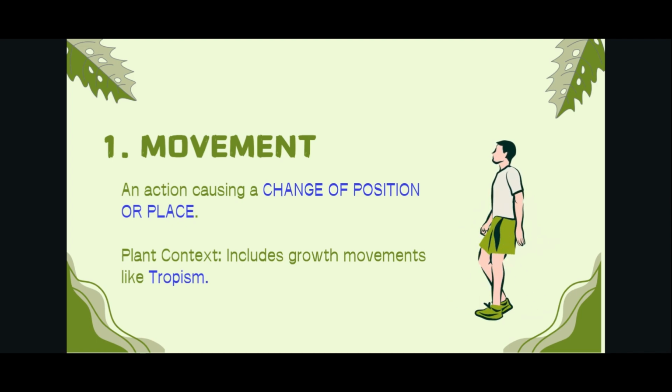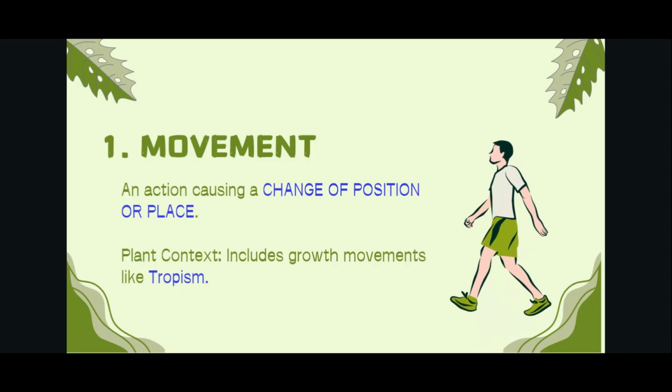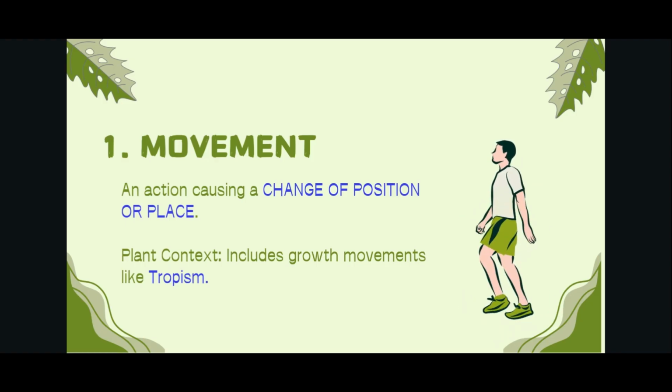Remember, for plants, movement isn't just uprooting and walking. It's the slower actions like a root growing towards water or a stem growing towards light, what we call tropism.